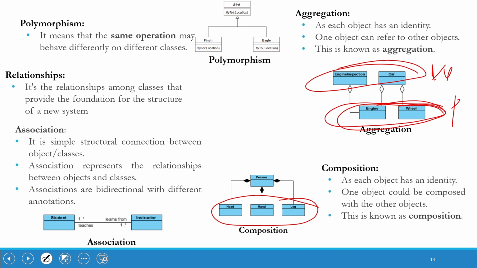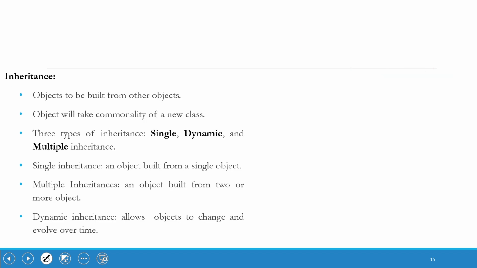The other thing we have is inheritance. Technically, inheritance in software engineering, especially in object-oriented programming languages, means we can build an object from an existing object. For example, we came from our parents. We take some properties of our parents, but we have our own identities. So inheritance means an object will be built from another object that may have existed previously before the new object. This kind of relationship is called inheritance. The object will take the commonality of the classes.